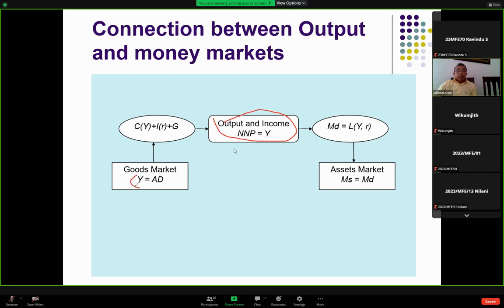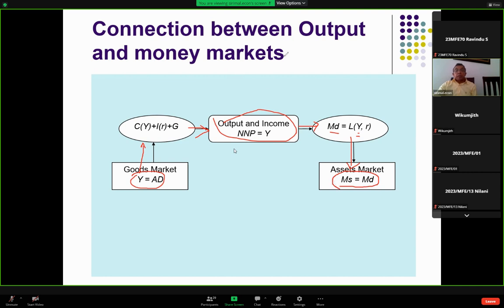Output market equilibrium is given as Y equals AD, and AD is C plus I plus G. This one determines our output. The output market or income influences money demand, because money demand depends on output also, and through that it influences the money market also, because this is the money market equilibrium.